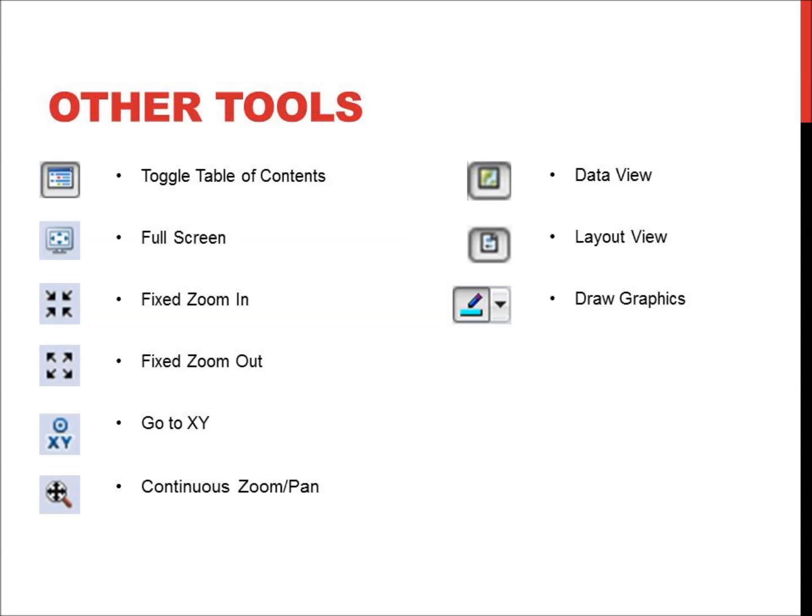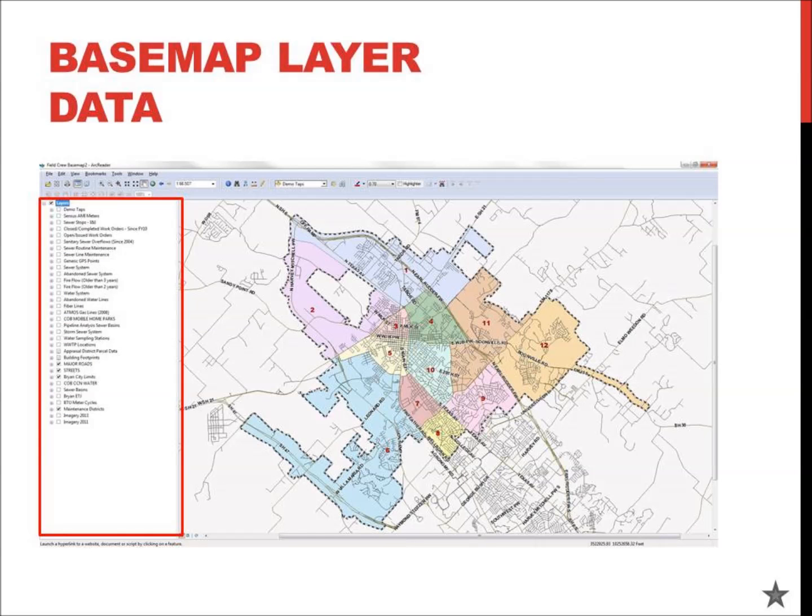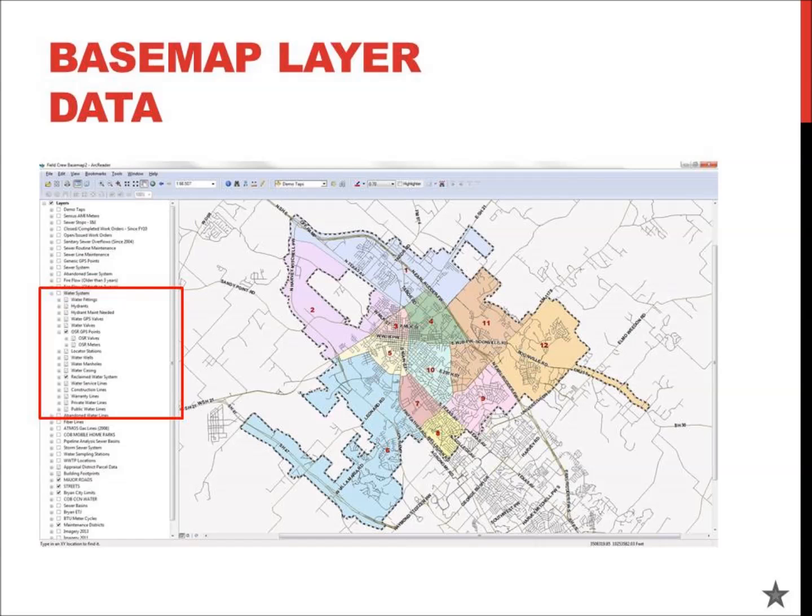Other tools that will be covered are Toggle Table of Contents, Alternate Zoom Options, Go to XY, View Change buttons, and Drawing Graphics. The data can be found on the left-hand side of the map. The data is grouped. An example of this is Water System. When I left-click on the plus sign next to the layer, more data will drop down.